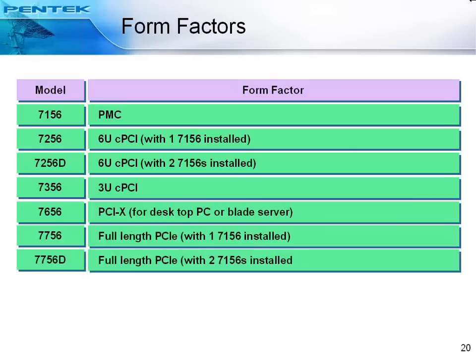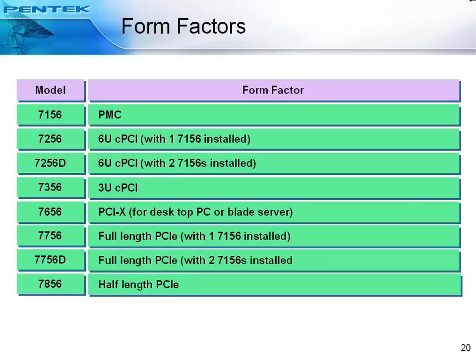7756D is the same PCI Express, but with two 7156s installed on it. And there's also a 7856, which is a half-length PCI Express. And again, in each case, this is sold as a single board set, documented, tested, and basically operates as one board.